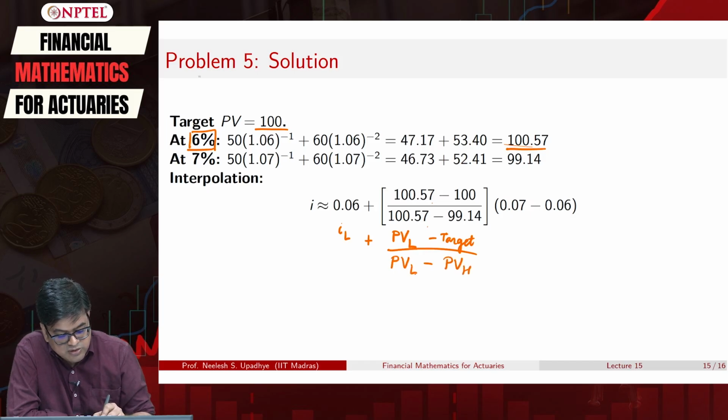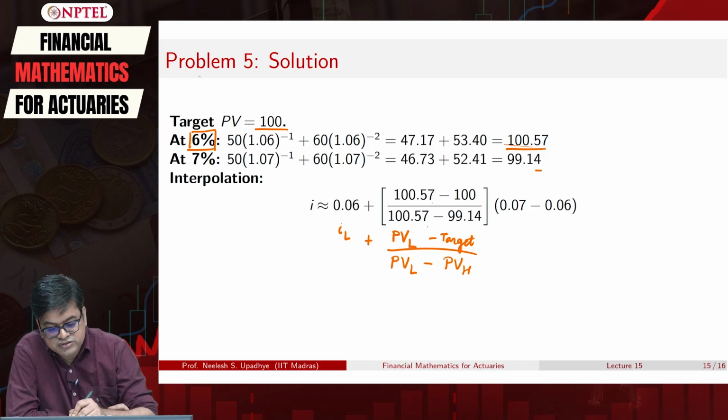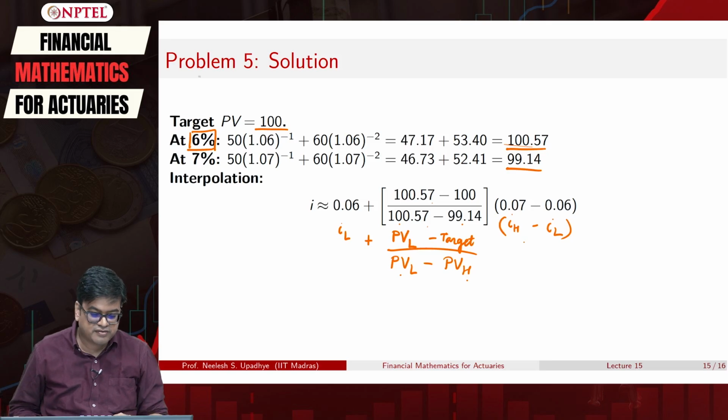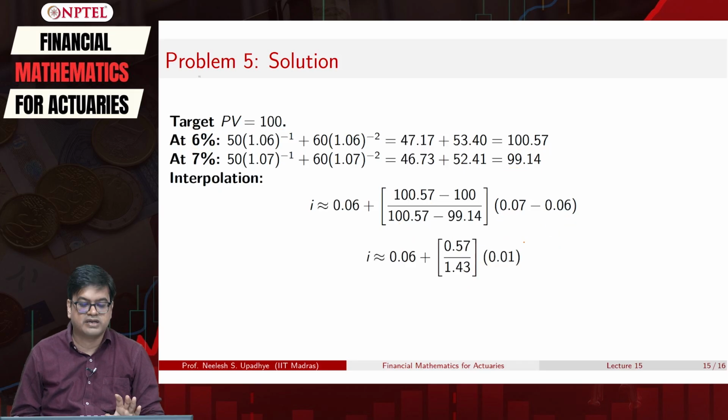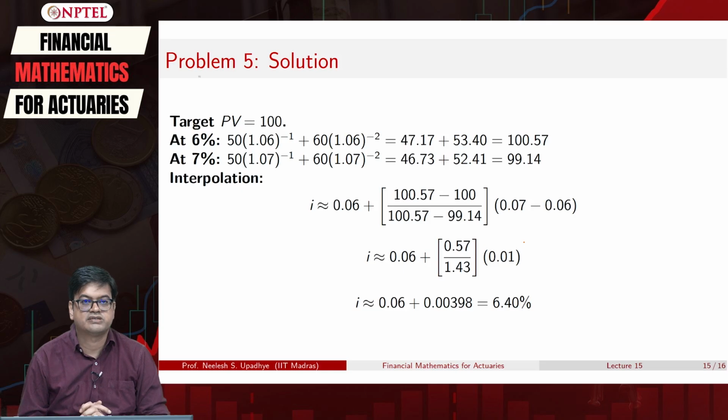So, always remember, low actually gives you a high value, high actually gives you the low value, because your interests associated are low and high. Okay. So, this particular term is 99, and this particular term is 100.57, and then this is interest high minus interest low, right. So, I have applied that formula correctly. Once I have applied that formula correctly, it is just a matter of algebraic computation to get the answer, and you will get the answer to be equal to 6.4%.